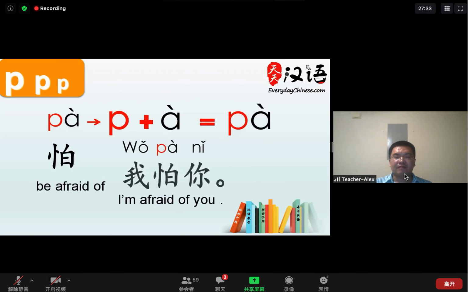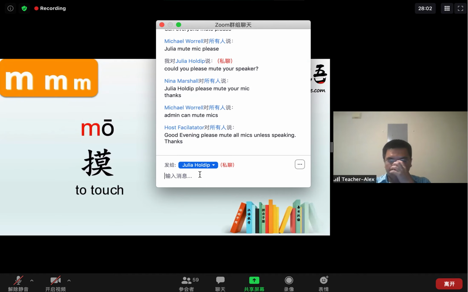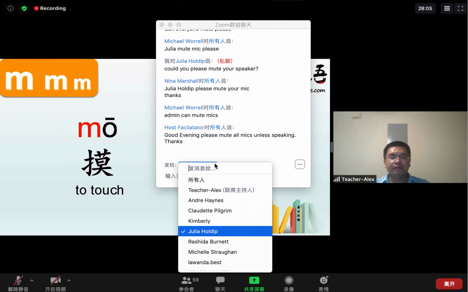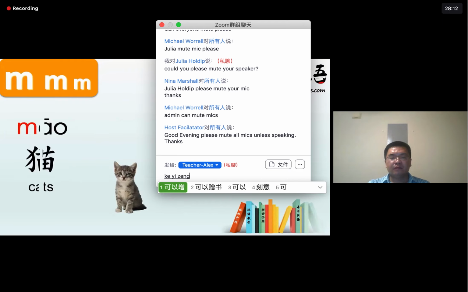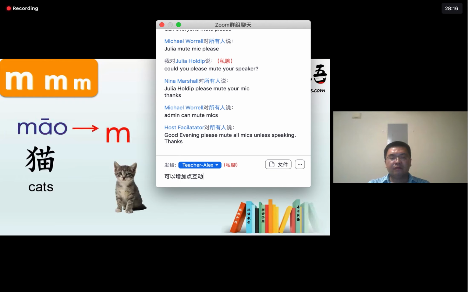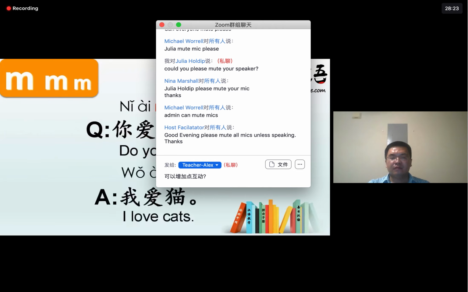It translates to 我怕你, I'm afraid of you. Let's read again. 怕, 怕, 怕. Then we have 摸. A friend of mine is afraid of cats, so she is afraid of touching them. To touch is 摸, 摸, 摸. The spelling is mo. And the Chinese word for cats is 猫, 猫. Do you love cats? 你爱猫吗? I love cats. 我爱猫.